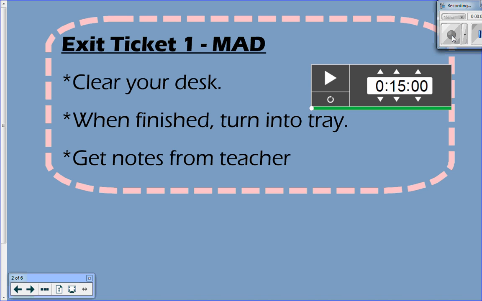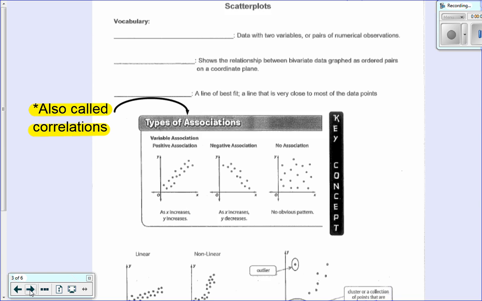Alright, so we're going to be talking about scatter plots today. Are y'all familiar with scatter plots? First, okay. Alright, so we have a few vocabulary.